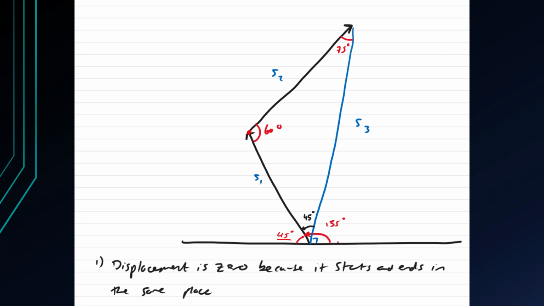So that's that one. The 60 degrees is given to us in the question. The 75 comes from the sum of angles in a triangle, which should be fairly trivial at this point. So firstly, the displacement is 0 because it starts and ends in the same place. So it starts here and ends here, so the displacement for the whole journey is 0.